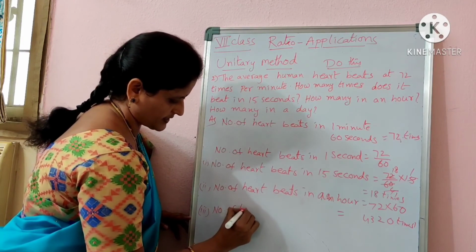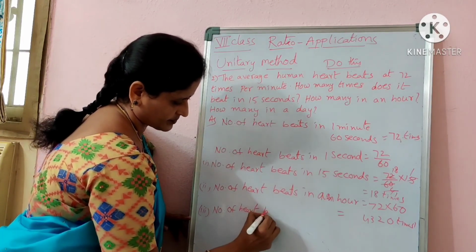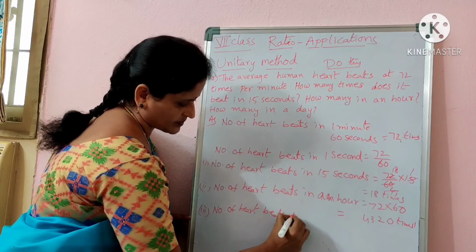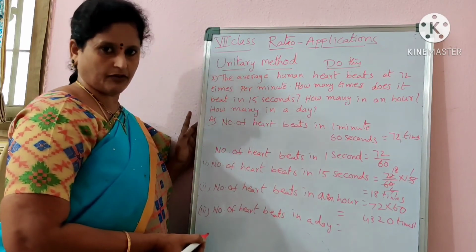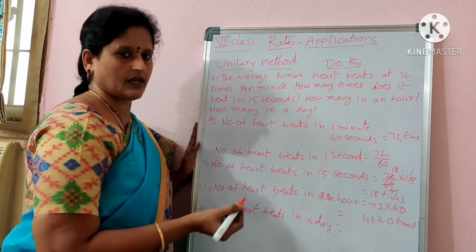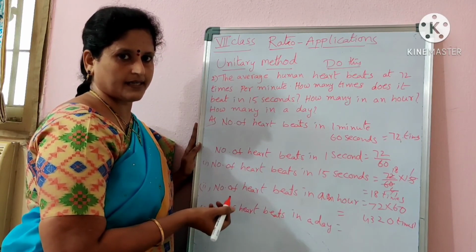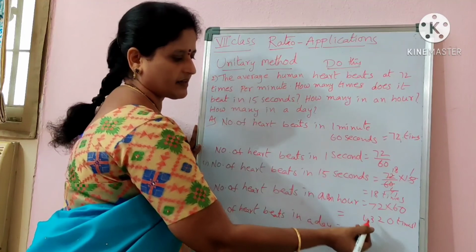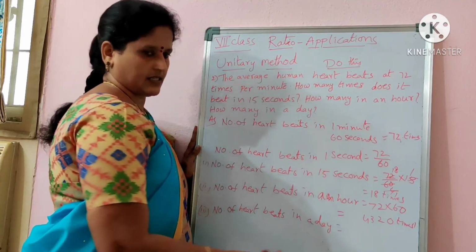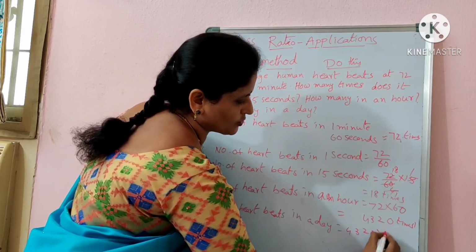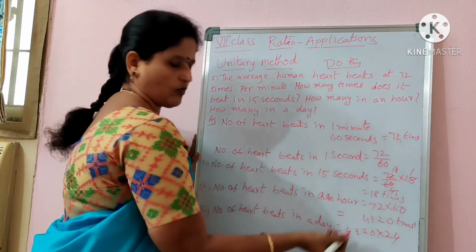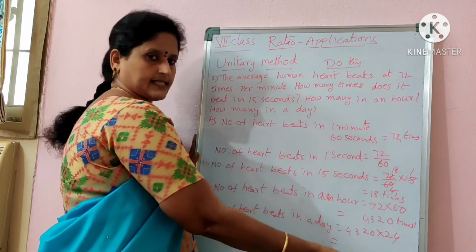Number of heartbeats in a day. Day means 24 hours. Already we know that the number of heartbeats in an hour is 4,320. In a day means 4,320 into 24. We calculate this.